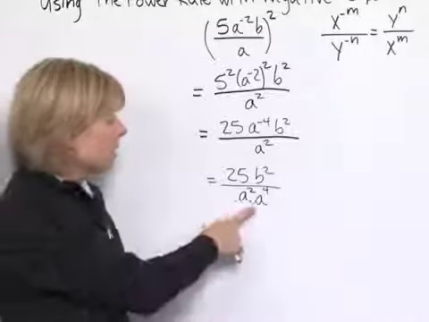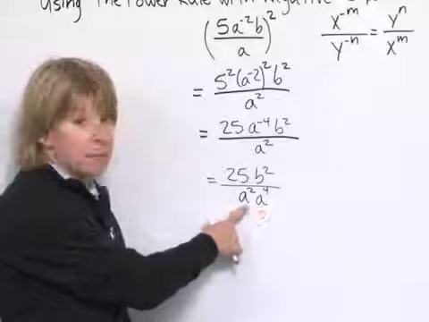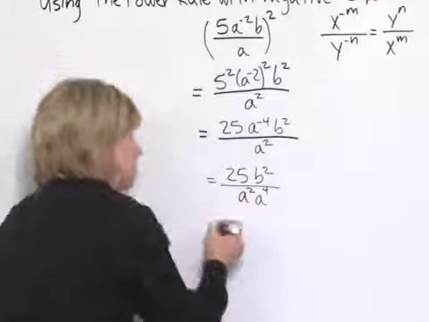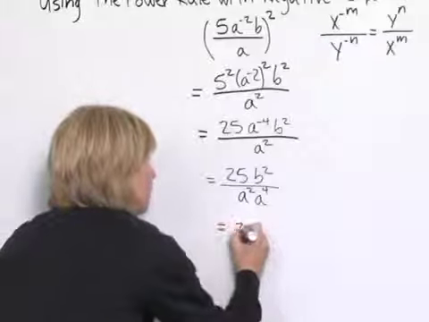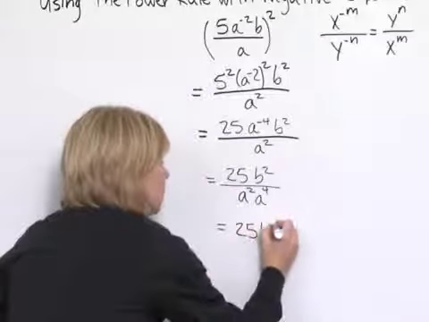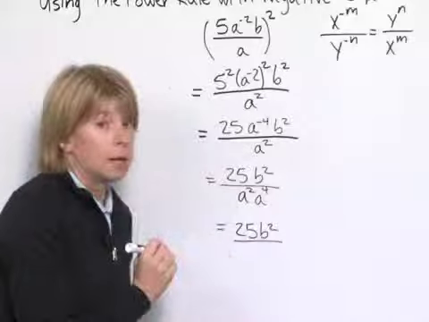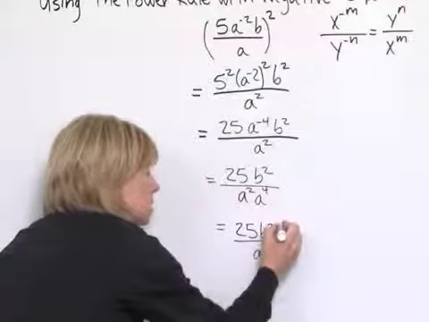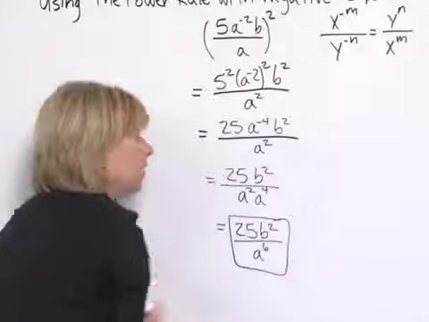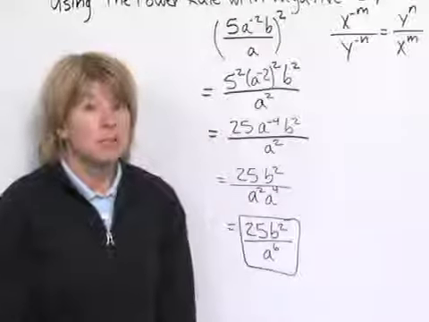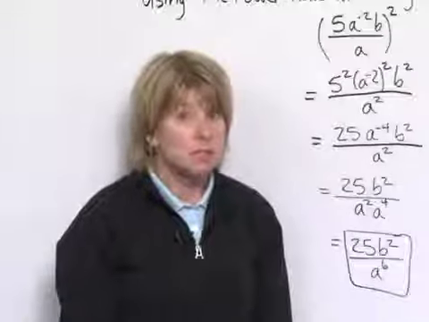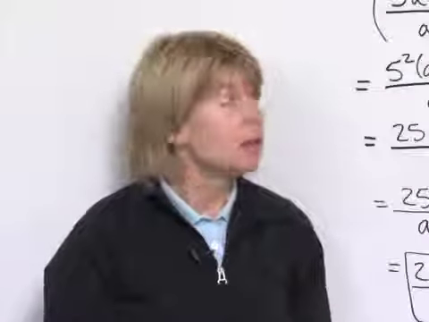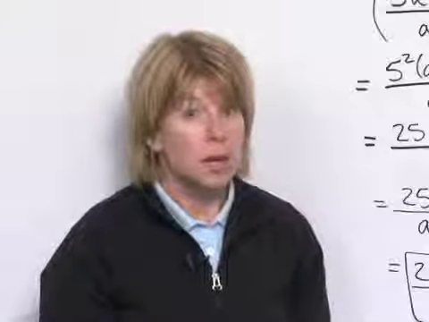The last step here is to multiply in the denominator, and when we multiply, we add the exponents. So a squared times a to the 4th, add the exponents and get a to the 6th. And there's our final answer. So remember, when simplifying expressions like this, first use the power rule to get rid of the parentheses, and then use the rule for negative exponents.